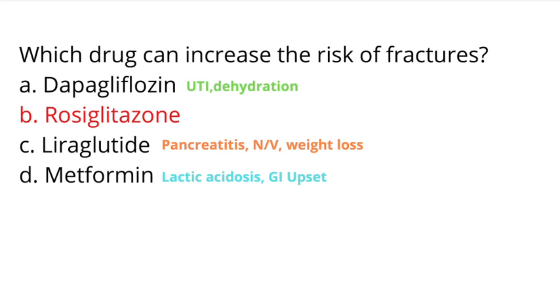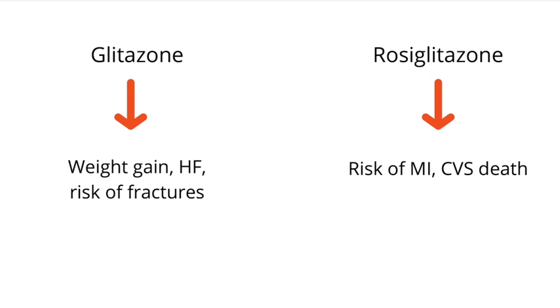So let's do a quick review of glitazones. All glitazones can cause weight gain, heart failure, and increased risk of fractures. There is a special type of glitazone called rosiglitazone, and this specifically increases the risk of myocardial infarctions and cardiovascular death.